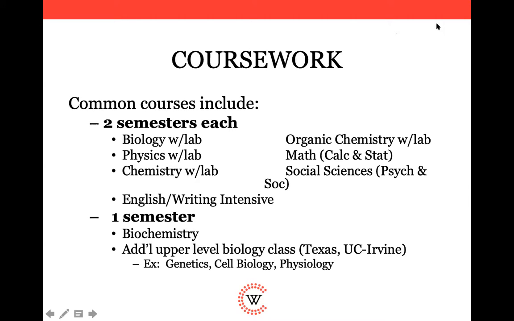We also include 1 semester of biochemistry, and then we've really started to advise folks to take an additional upper level biology class. The University of Texas systems, as well as UC Irvine, have started to require a 3rd semester of biology. So we like to recommend either genetics, cell biology, or physiology, but any upper level biology class will work.